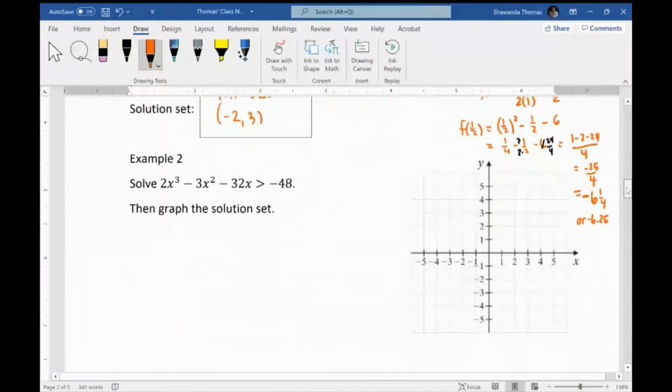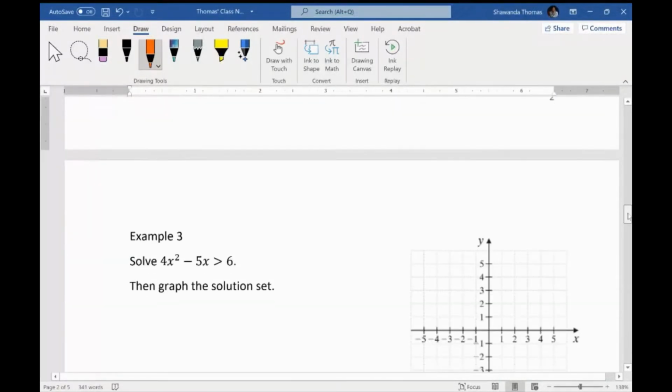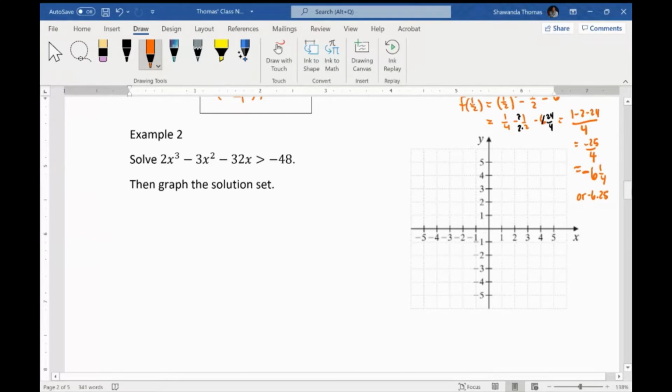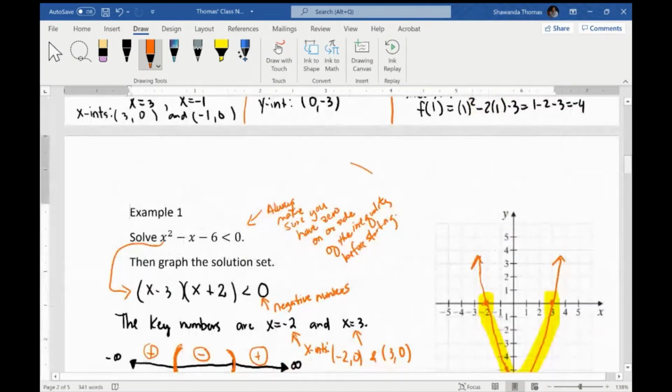All right, we're going to try to end on this one, I guess. Maybe 2 more. All right, for this one, example 2: 2x cubed minus 3x squared minus 32x is greater than -48. I gave you a little note earlier. What do you think I want you to do based on this note?